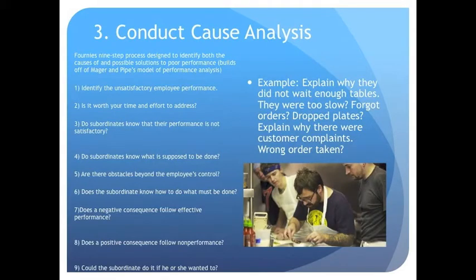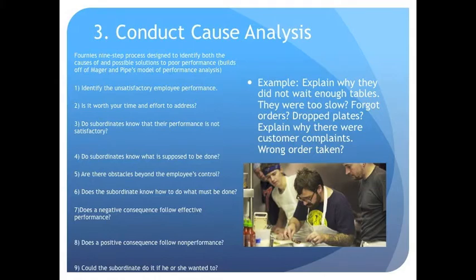The third step is to conduct a cause analysis. Forney's 9-step process, designed to identify both the causes of and possible solutions for poor performance, builds off Mager and Pipe's model of performance analysis. To identify the unsatisfactory employee performance, you should look for questions like this. Is it worth your time and effort to address? Do subordinates know that their performance is not satisfactory? Do subordinates know what is supposed to be done? Are there obstacles beyond the employee's control? Does the subordinate know how to do what must be done? Does a negative consequence follow effective performance? Or could the subordinate do it if they wanted to?